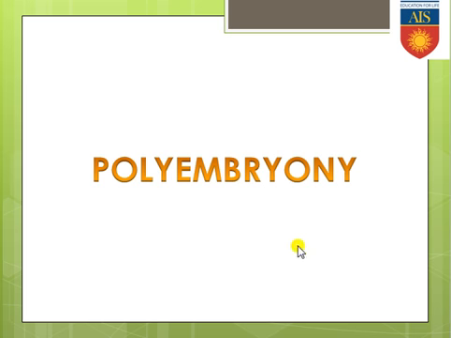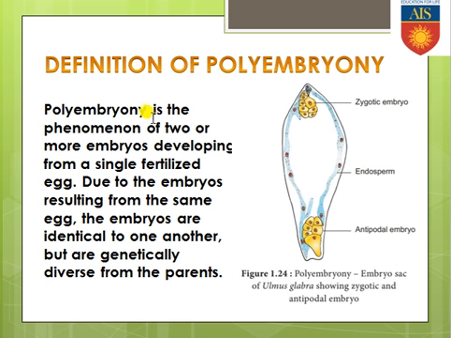Next and the last topic for this chapter is polyembryony. From the name polyembryony, we can understand the definition. Polyembryony is the phenomenon of two or more embryos developing from a single fertilized egg, or sometimes from the remaining cells of the embryo sac. If they are also giving birth to an embryo, then that process is commonly known as polyembryony.